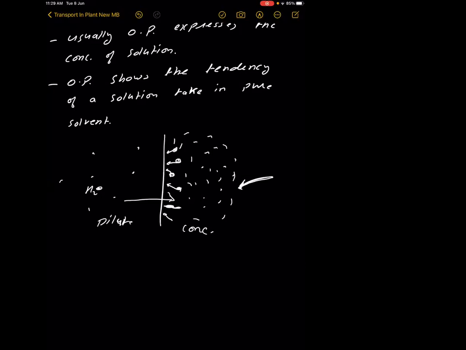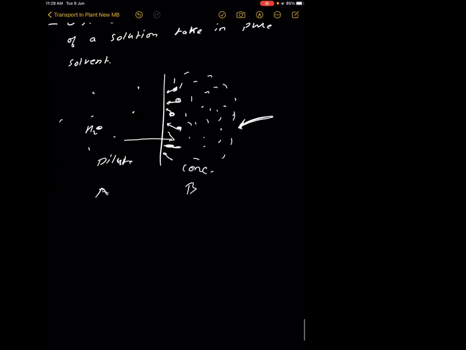Okay, if you are increasing the concentration on the other side, concentrated solution, this is A, dilute, this is B. So if you are increasing the concentration of B solution, it means you are increasing the rate of osmosis. The rate of osmosis increases if the osmotic concentration, the osmotic pressure, is increased.